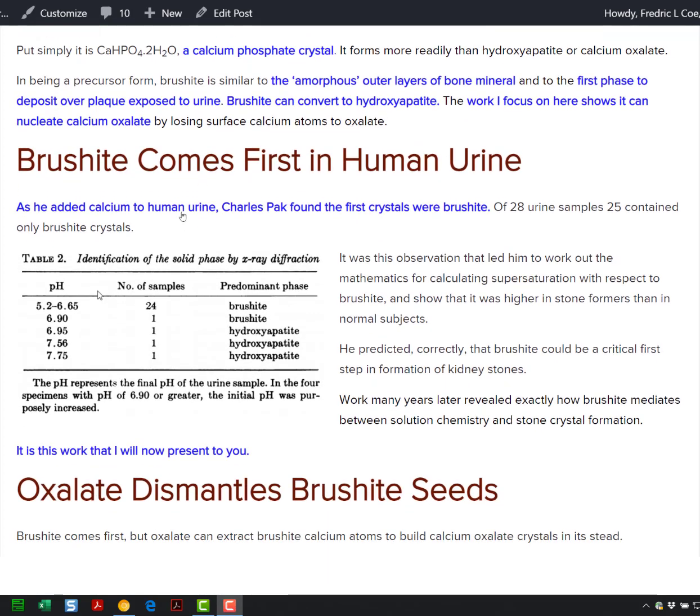But before I come to the big paper, I want to go back to Charlie Pak's work back in the late 50s, early 60s. Charlie added calcium to human urine to get crystals. And 25 of the 28 samples he did that in formed brushite as the first crystal. Later on, you get hydroxyapatite, or you could get calcium oxalate. This business of it being the first crystal was very important, and it led him to do a lot of work on brushite. And I think in that sense, Charlie was a forerunner.